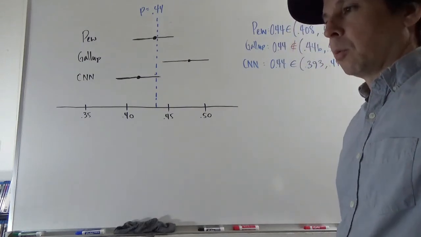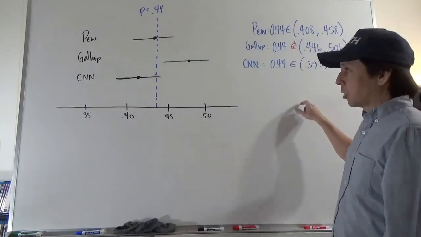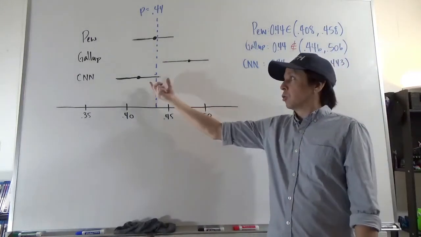Okay, that's it for 8.1. In 8.2, we're going to talk about sample sizes, the n, and how they can get the margin of error to be 3% or 2.5%.